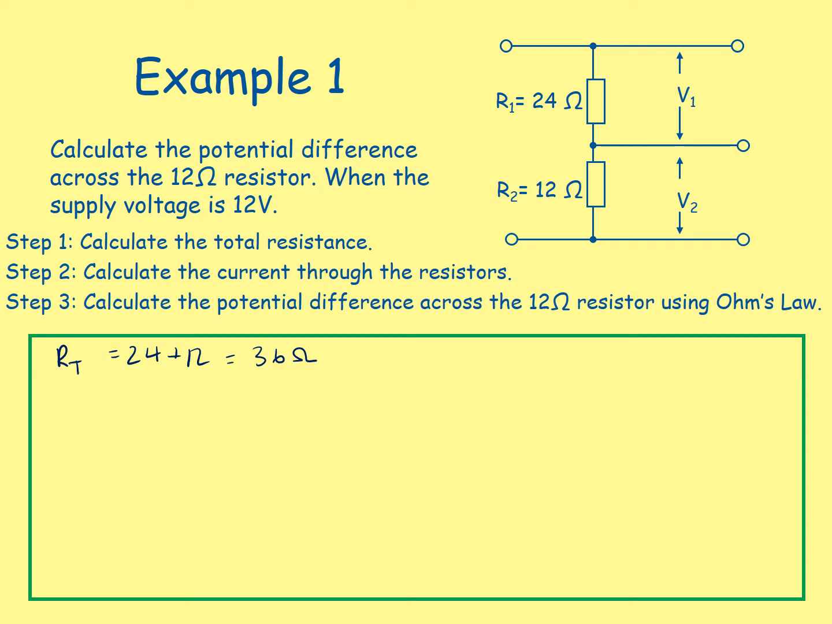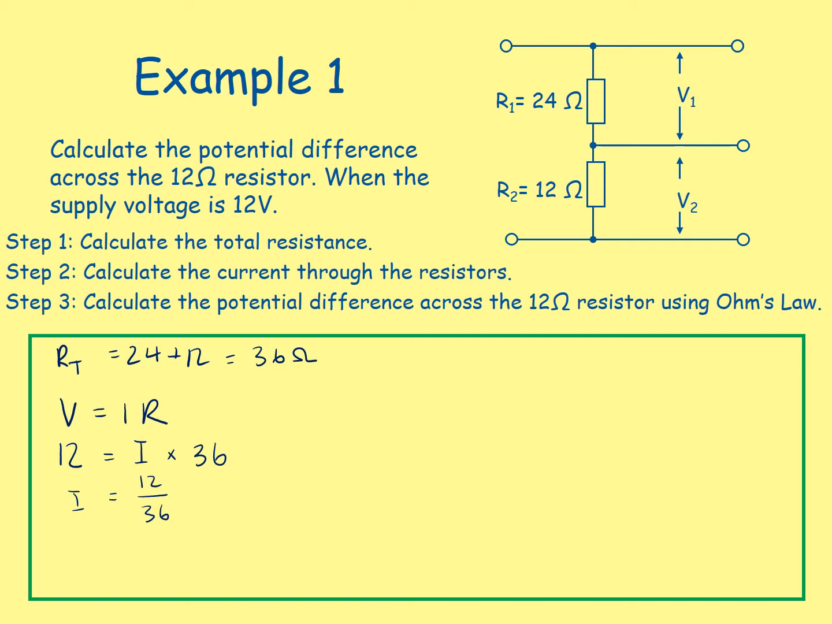Step 2. Calculate the current through the resistors. To do this, we want to use Ohm's law, so V equals IR. And we know that when the resistors are in series, the current is the same through both, as current in a series circuit is the same everywhere. So our voltage here is 12 volts because we're using our total voltage. We've got our current, and we've got our total resistance. So our current is 12 over 36.